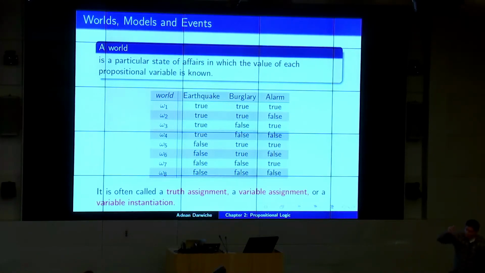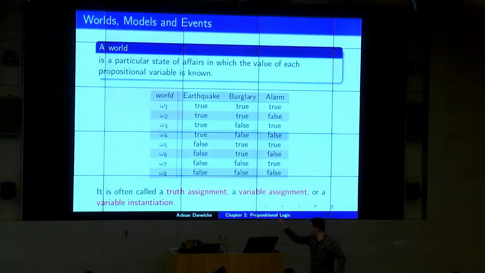We want to attribute a little bit more to each one of these rows. It's not just a variable assignment. It's a little bit more. It is one way the world could be. Now, what's the significance of this? If I come to you and I say, I am in world 3, that is the world in which an earthquake took place, there was no burglary, but the alarm triggered. Once I fix that, now something interesting happens. Any proposition, any sentence that I give you cannot be ambiguous anymore. It's either true in that world or it is not true in that world, either true or false.